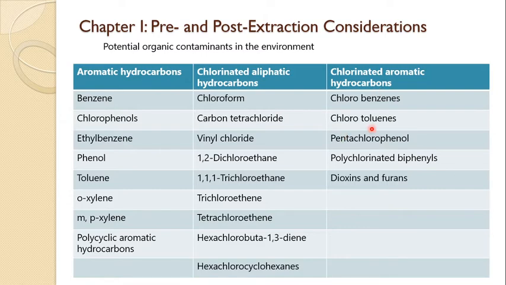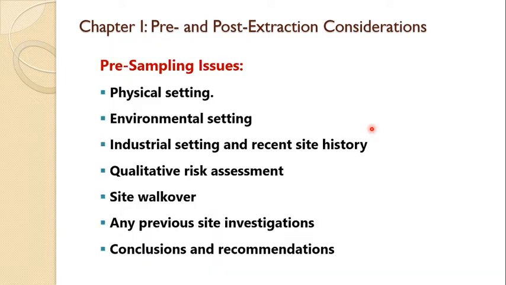These are the organic compounds of interest we have to extract from the materials. So what types of problems or issues do we have to tackle at the time of analysis? That is the pre-sampling issues. It may be the physical setting, environmental setting, industrial site and recent site history, qualitative risk assessment, site, then any previous site investigation, calculation and recommendation.